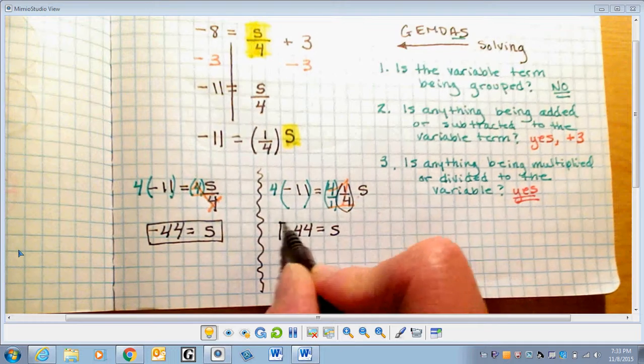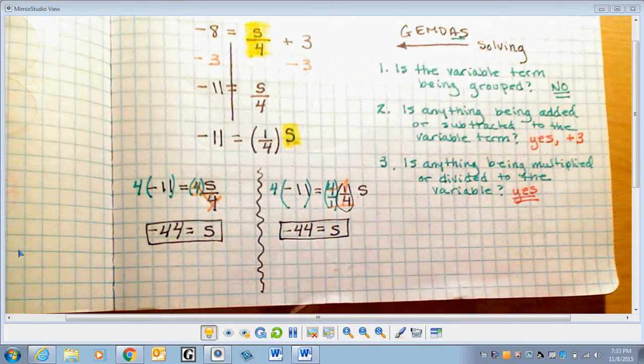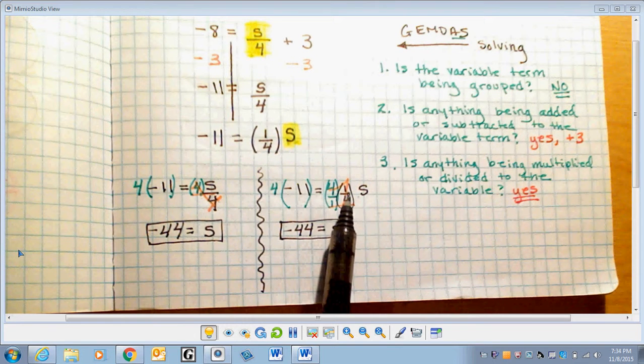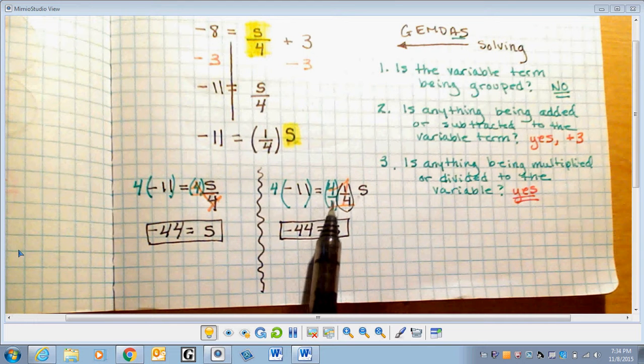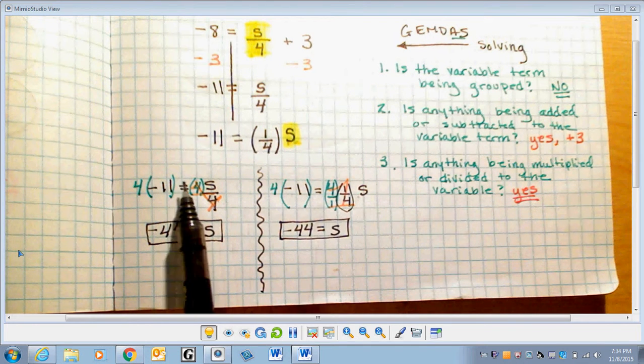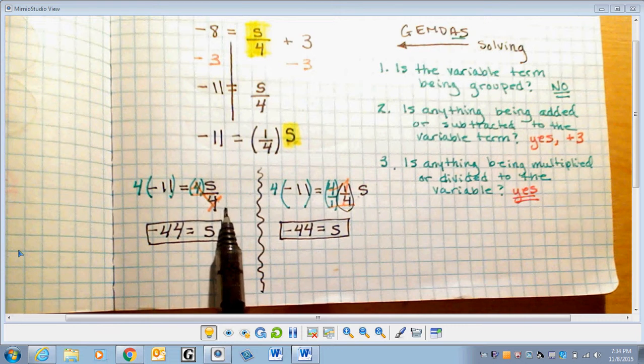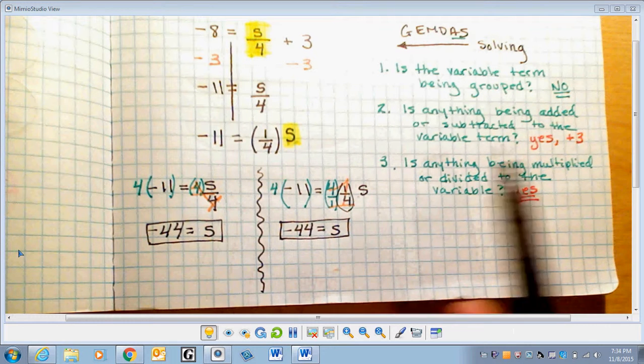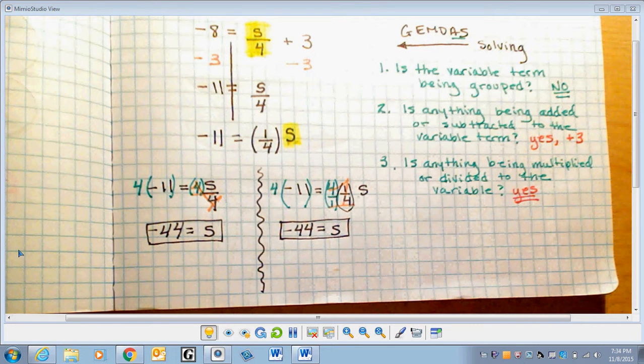So why did I show you two different ways? Because you need to start being able to think of s divided by 4 as the same as 1/4 times s. Oftentimes it's easier to multiply than to divide. So we need to start thinking about what can I multiply to simplify rather than what can I divide. So that's one reason I did it that way.